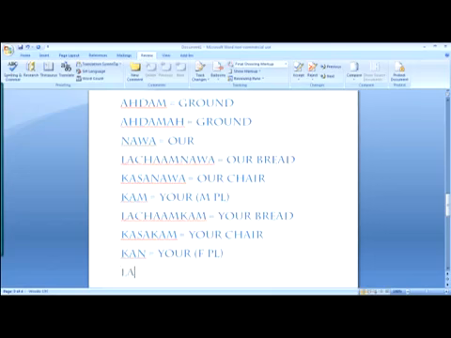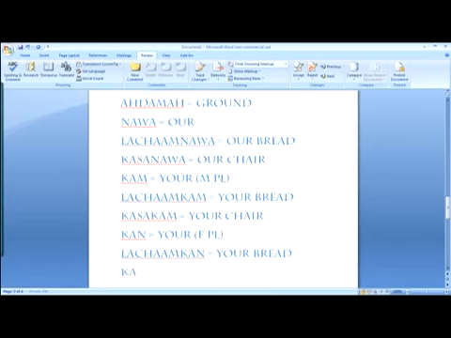Like I gave you the example of the bread again. Lacham kan, which is your bread, female plural. Okay, and I showed you the example of lacham kam with the masculine plural in Leviticus 26th chapter. All right, now we'll give you another example of chair, kasa kun, which means your chair, but it's female plural.